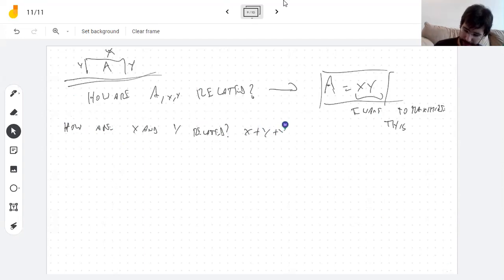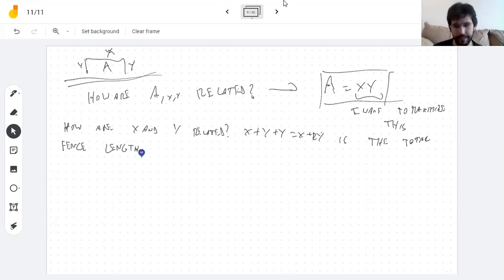X plus 2y is the total fence length. I can use at most 1,000 feet, but I think everyone can agree that if I don't use it all, I could be using more fence and getting more area. So really I should make x plus 2y equal to 1,000.